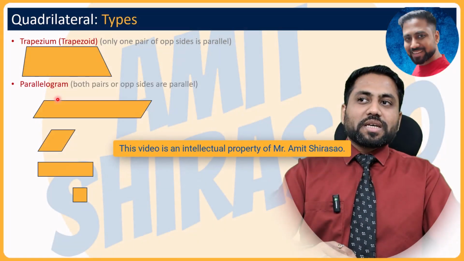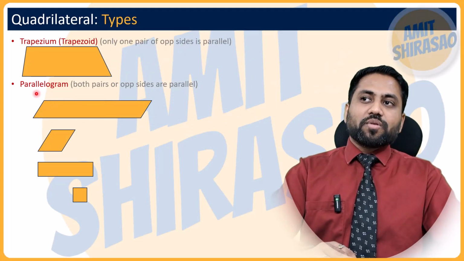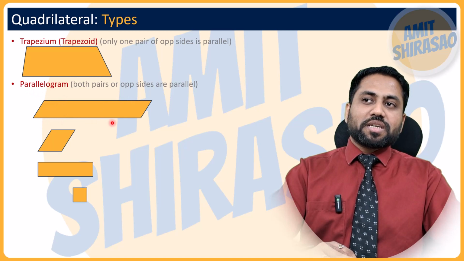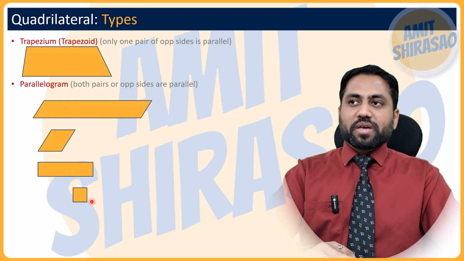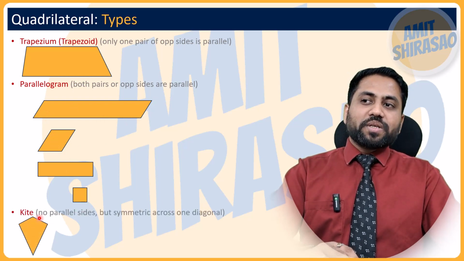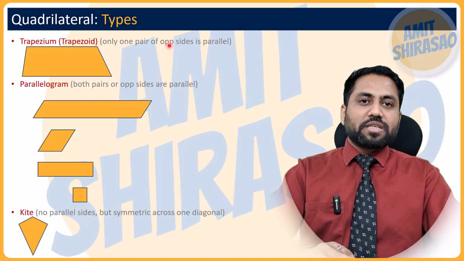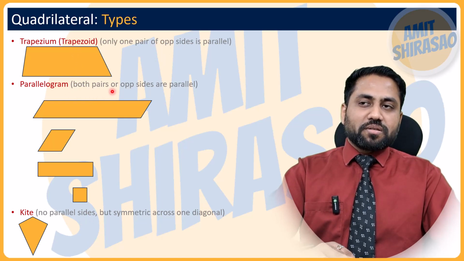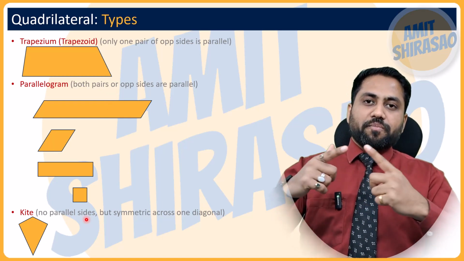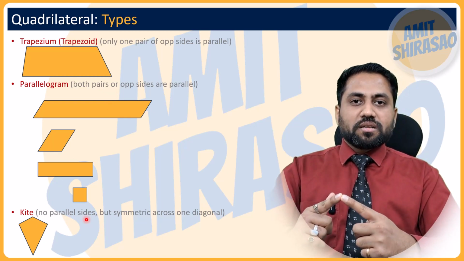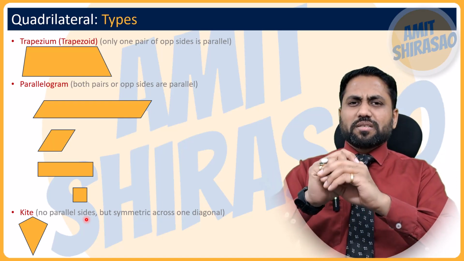But let us say that both pairs of opposite sides are parallel, then it will be called a parallelogram. Here these opposite sides are parallel and these opposite sides are also parallel. There are various types of parallelogram. Then what is a kite? Kite means there are no parallel sides. Here one pair of opposite sides were parallel, there both pairs of opposite sides were parallel. Here none of the sides is parallel, whether opposite or adjacent, any of the sides.